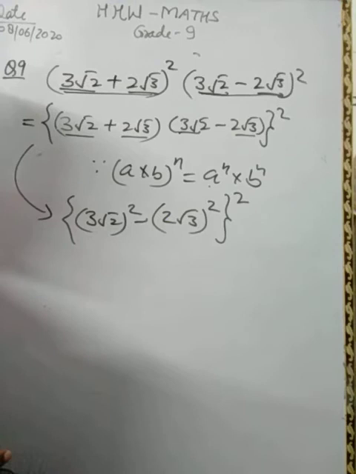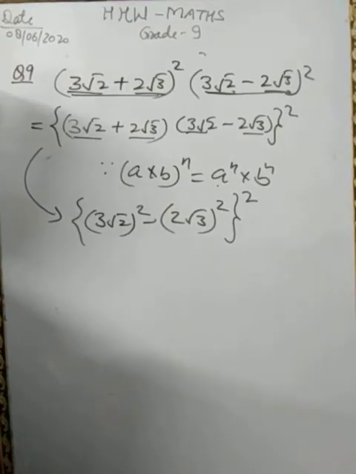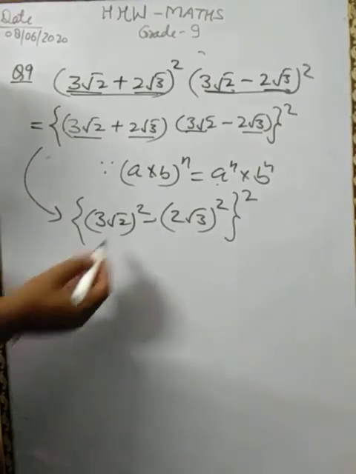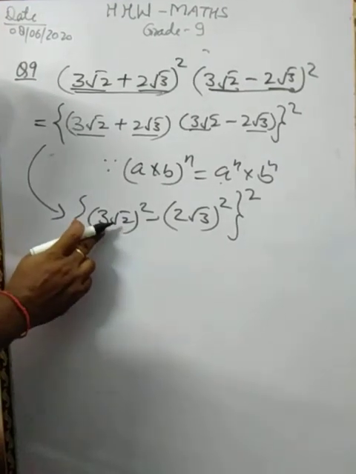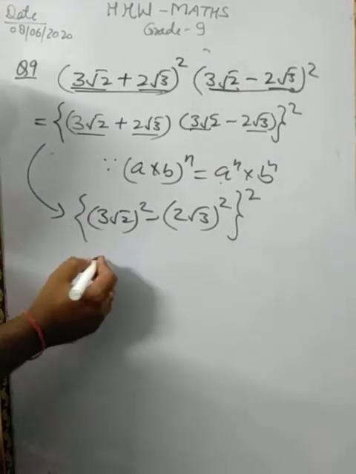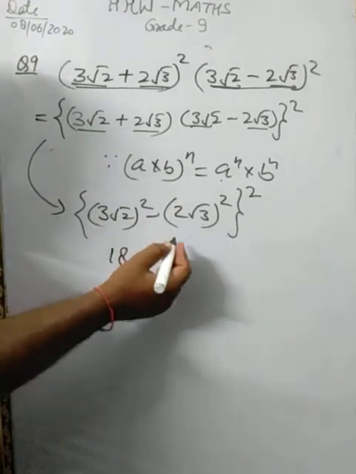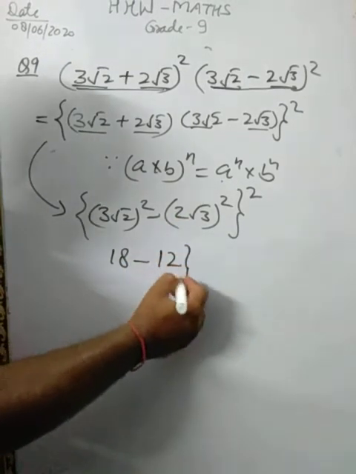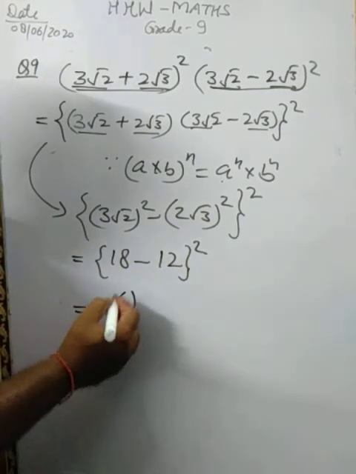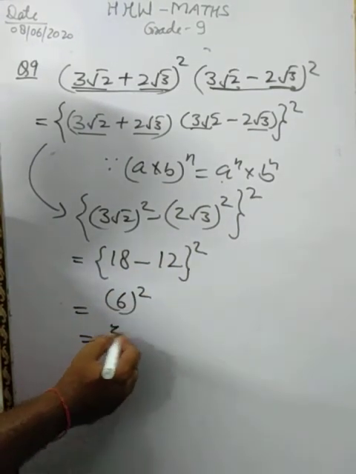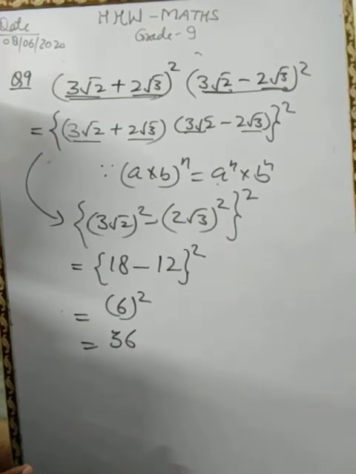Everybody knows it is given in class 8. Difference formula is given in the form (a plus b) into (a minus b) equals a square minus b square. So I have taken this one as the first term, this as the second term. Square of 3 is 9, square of root 2 is 2, so 9 into 2 is 18. Square of 2 is 4, and square of root 3 is 3, so 4 into 3 is 12, whole raised to power 2, and 18 minus 12 is 6 whole square, and finally it is 36. Got it?